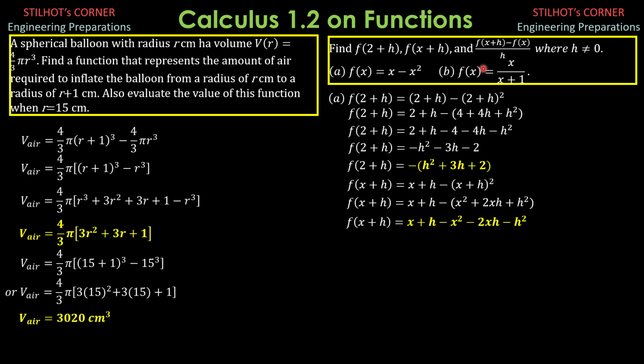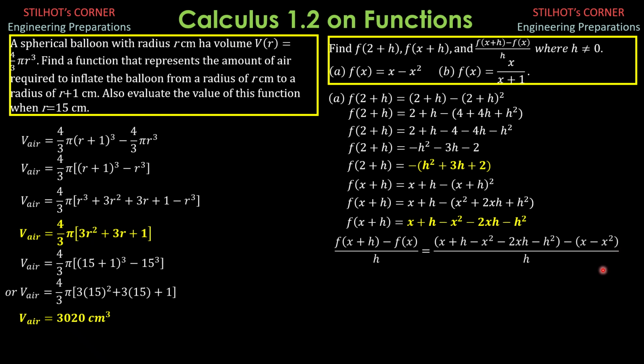Then for the third one, f of quantity x plus h minus f of x over h. So because this is f of x plus h, we copy this minus the original f of x, which is x minus x squared all over h. So f of x plus h minus f of x over h is x plus h minus x squared minus 2hx minus h squared minus quantity x minus x squared all over h.